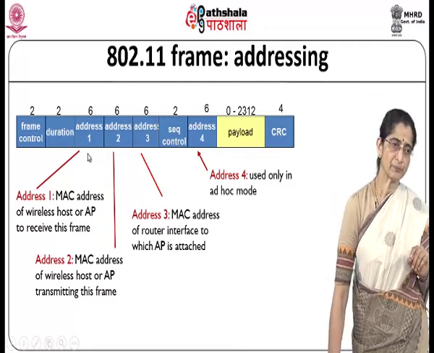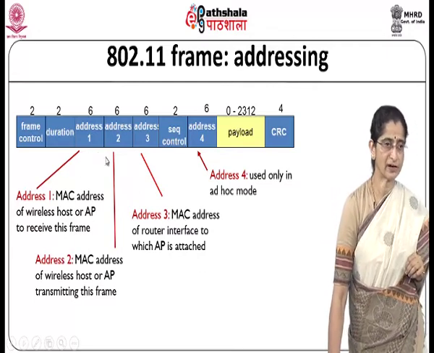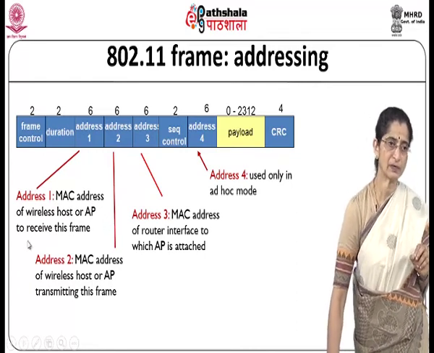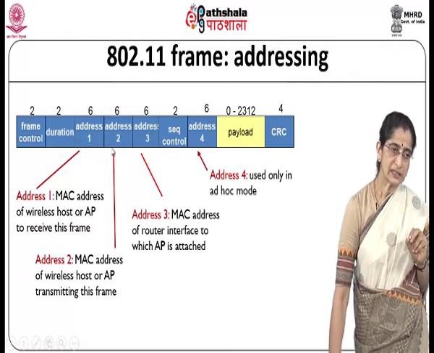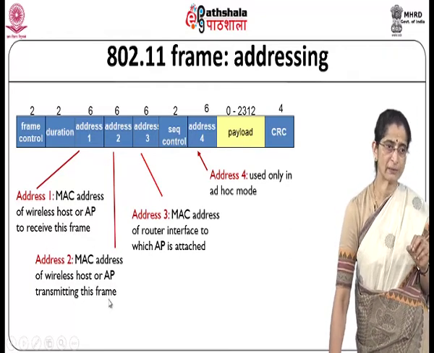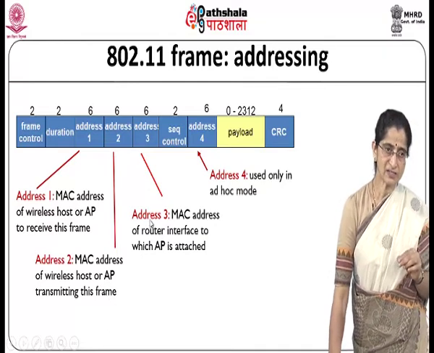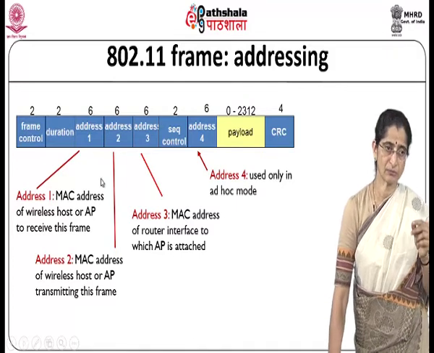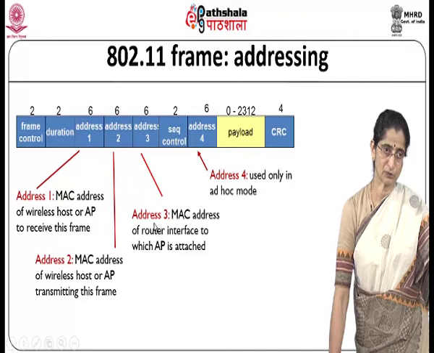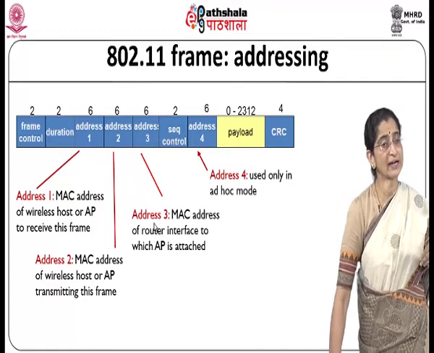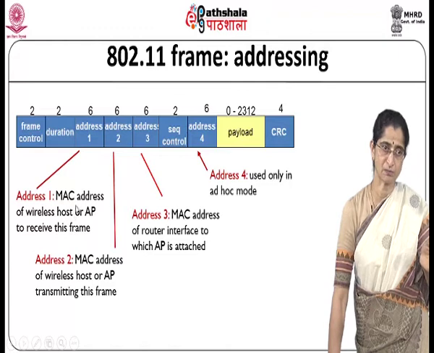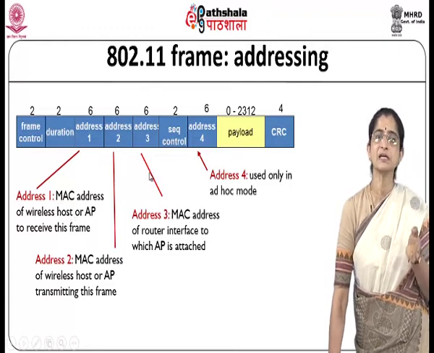Okay. So if you look at these 4 address fields, you see why we need them. Address 1 is normally the MAC address of the wireless host or the AP which is to receive this frame. Okay. Address 2 is the MAC address of the wireless host or AP which is transmitting this frame. Now address 3 is the MAC address of the router interface to which this AP is attached. So remember that this AP could be attached to some router, in which case you may want to send a packet into the network, which means you need to go through the router. So to go to the router, you have to go through the access point. So from here you go through this access point to that particular router. So that information can be specified here. Okay.